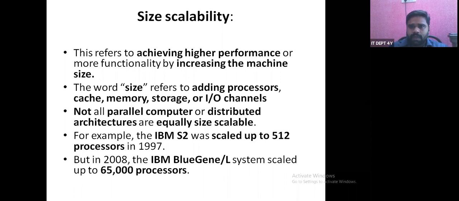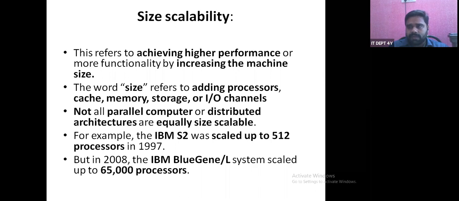That is the limitation. Likewise, we can add different processors also in parallel. If you take the example, guys, IBM S2, we can scale up, meaning increase the number of processors in that system, to 512. But that is in 1997, guys. But in 2008, guys, in the particular system IBM Blue Gene/L, we can scale up the processors to 65,000. We can add processors in parallel up to 65,000.